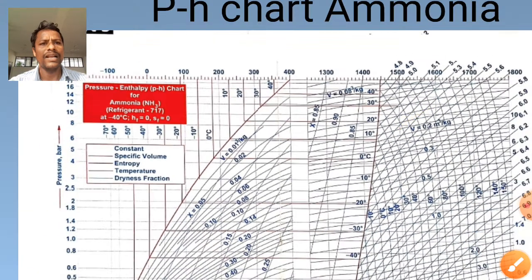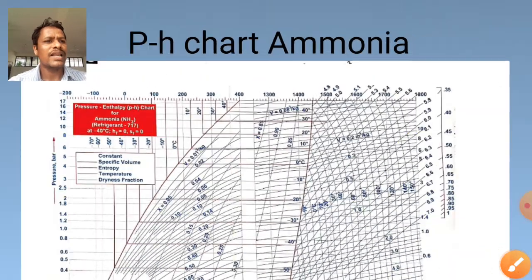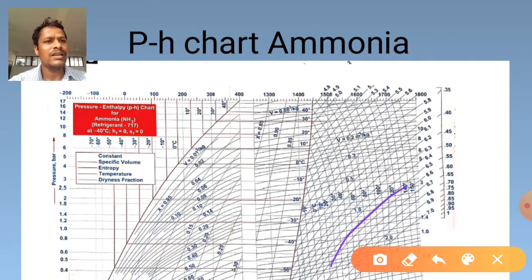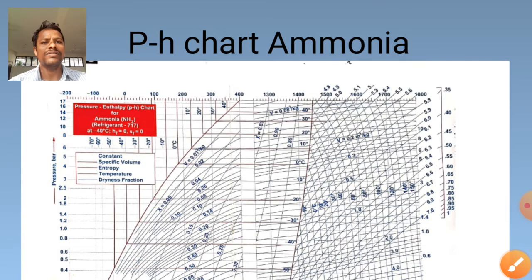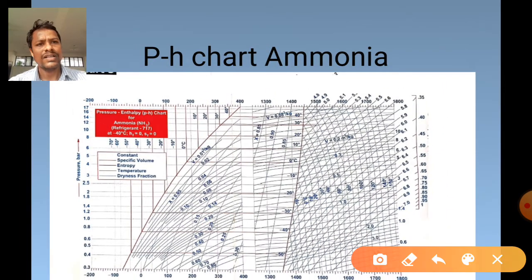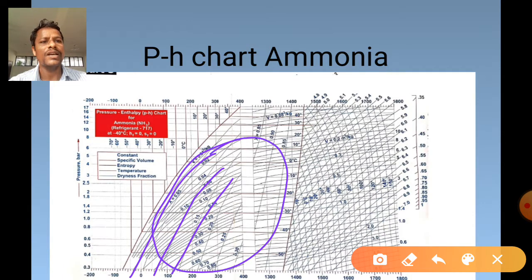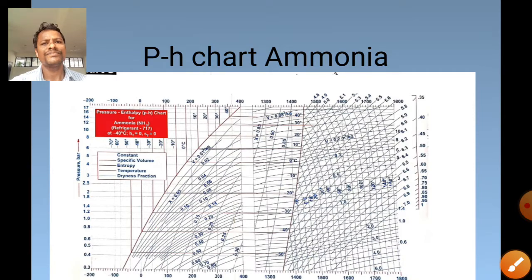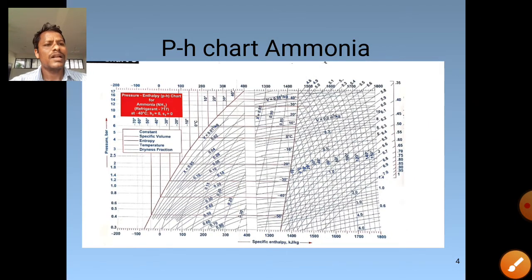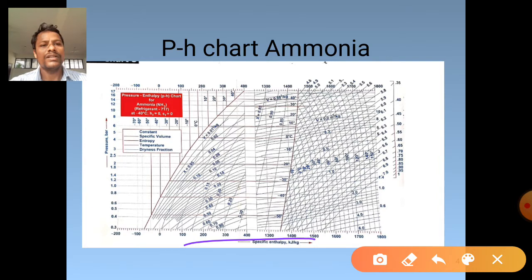Similarly we have constant entropy lines. We have various parameters. Then again we have constant dryness fraction lines in the vapor dome. Always, dryness fraction lines are available in the vapor dome region only. And we can read enthalpy values on the x-axis and pressure values on the y-axis.